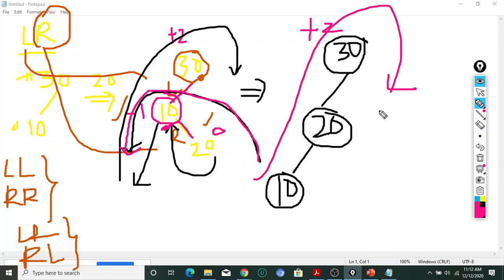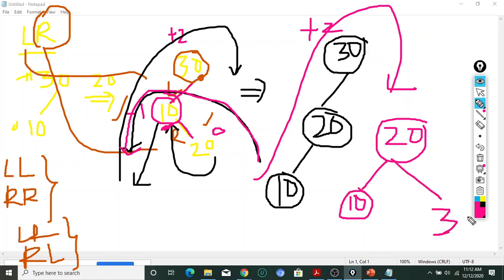If I do the right rotation, then 30 will come back to this one, sorry, 20 will be the root node, the left subtree is 10 and the right subtree is 30. Up to this point is clear. So this is the first step.